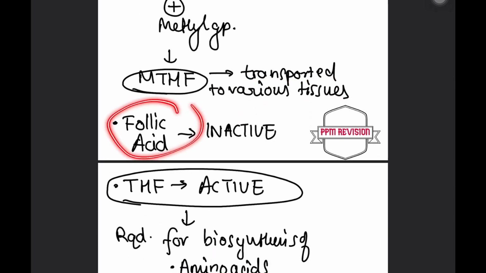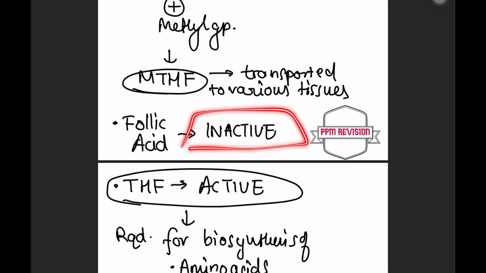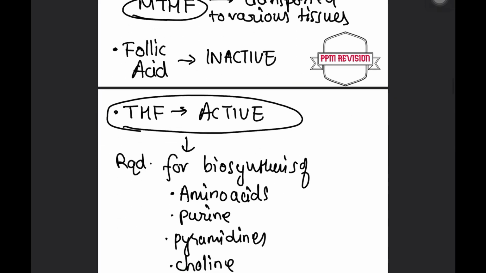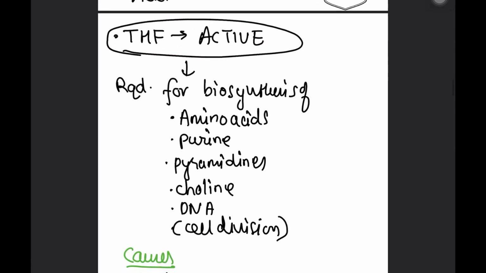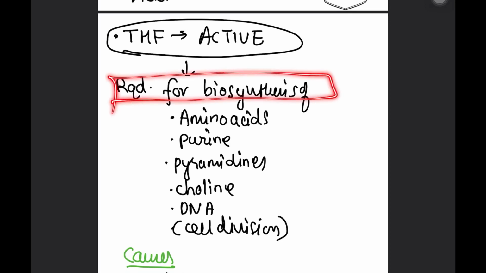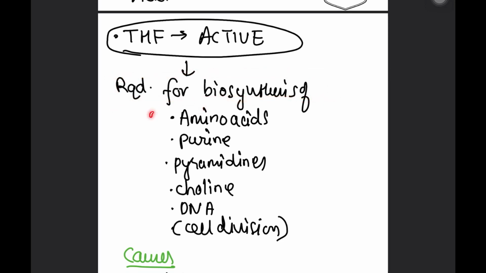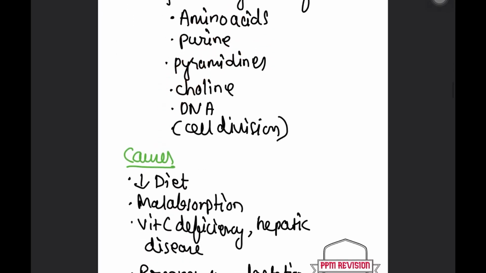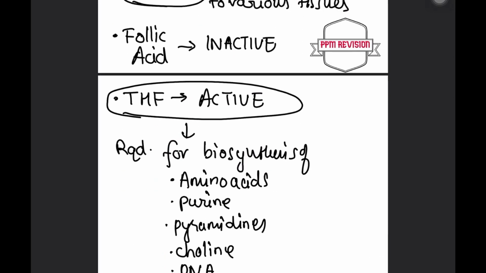Talking about folic acid, it is mainly present as an inactive form. So what is the active form? The active form is nothing but THF, and this active form is required for what? It is required for biosynthesis of amino acids, purine, pyrimidine, choline, and DNA in cell division. Then causes.